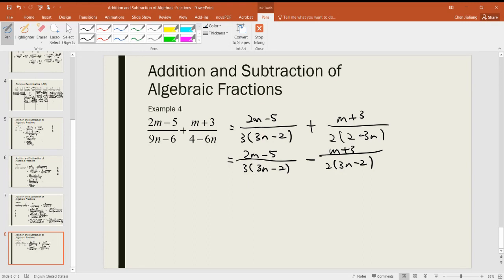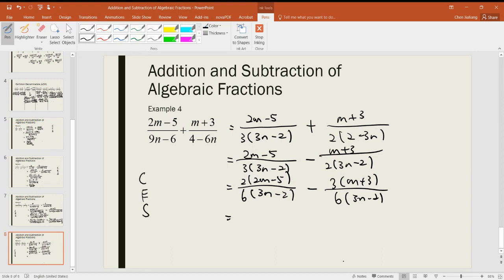So what we need to do now is multiply by 2 to the first fraction. We need to multiply by 3 to the second fraction. Then again follow the CES. We combine the numerator, expand the numerator, then followed by simplify the numerator. So we combine them first.